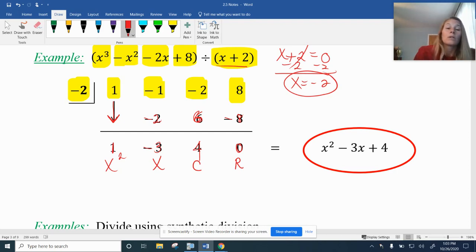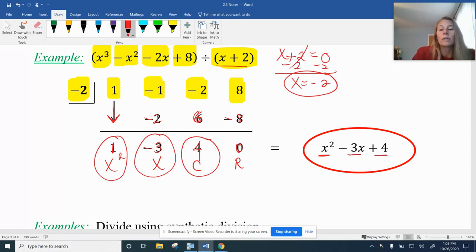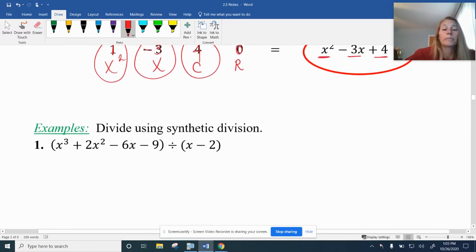So you can see 1x squared is where we come up with this part of our answer. Minus 3x is the next term, plus 4. And then we didn't have a remainder, so that was our answer for that problem. So let's try a couple more.